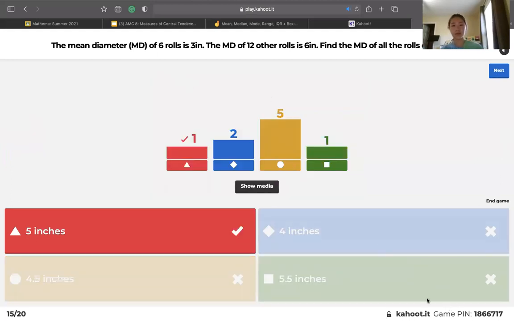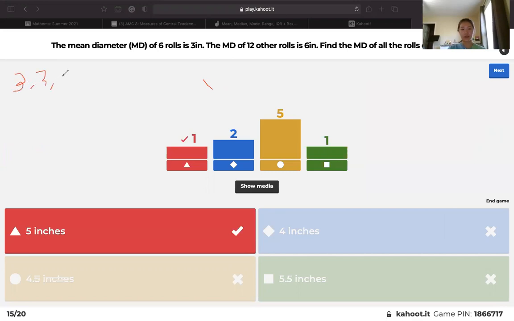So this one might have been a little confusing, so I'll explain it. Basically, if we combine both of these data sets, it would be threes. So 3, 3, and so on, 3, 3. So there's going to be 6 threes. And then also 12 sixes after that. So we'll have a lot of sixes. I'm just doing this because it's going to take a while if I want to write it all out.